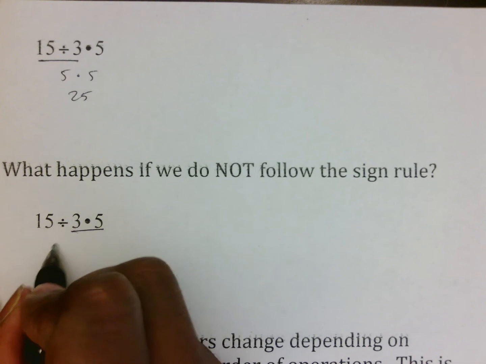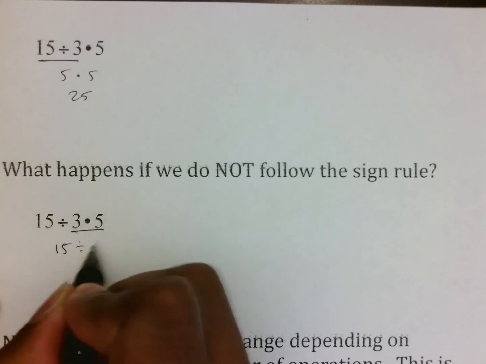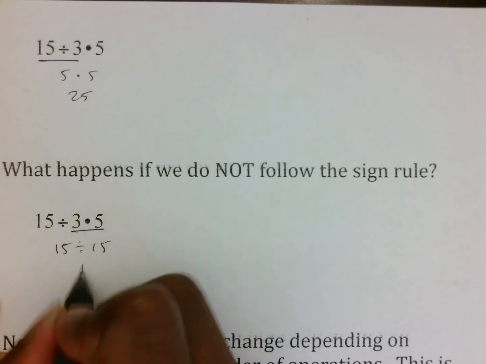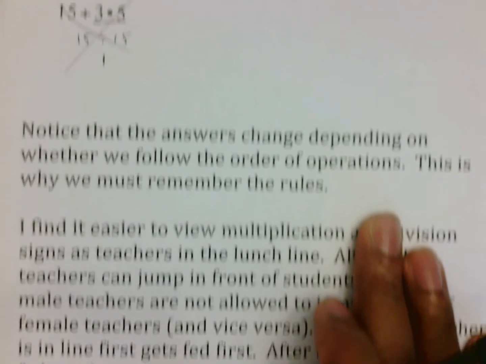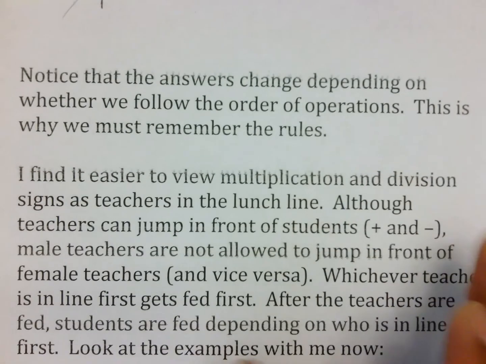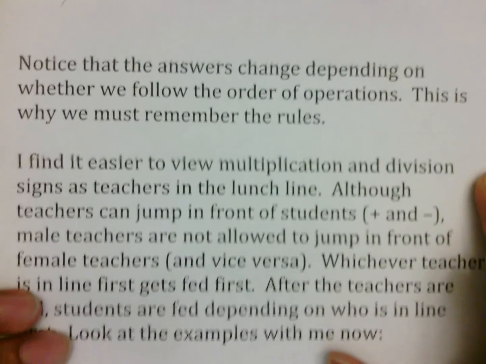If you were to jump over here, 3 times 5 is 15. Notice 15 divided by 15 is 1. You will get a wrong answer. Again, do not jump over division for multiplication, and do not jump over multiplication for division. Notice that the answers change depending on whether we follow the order of operations, and again, that is why we have to remember the rules.